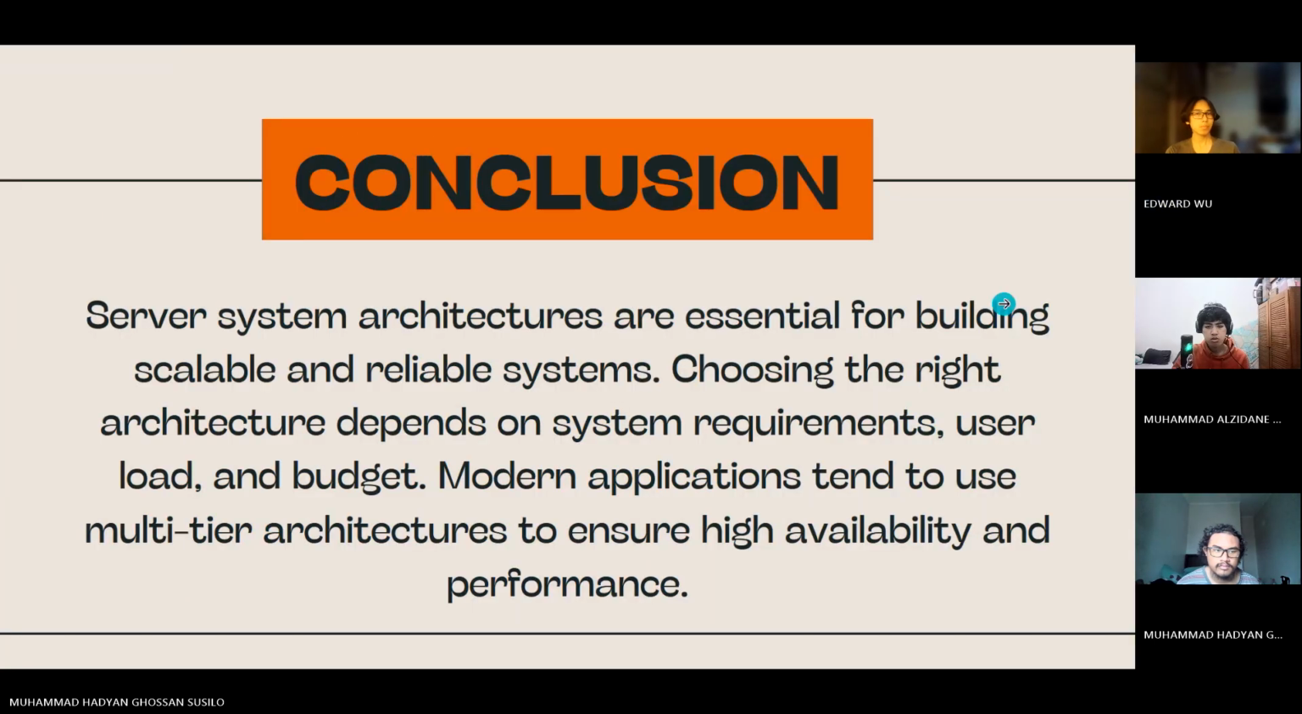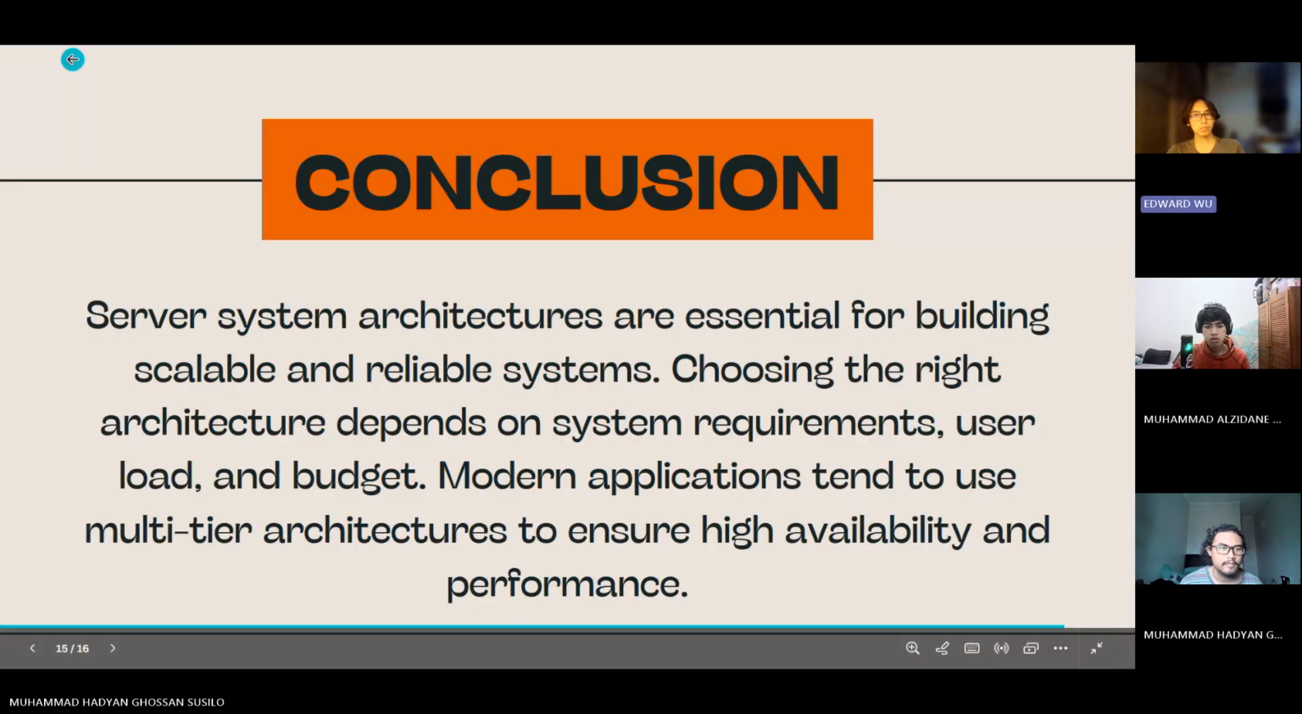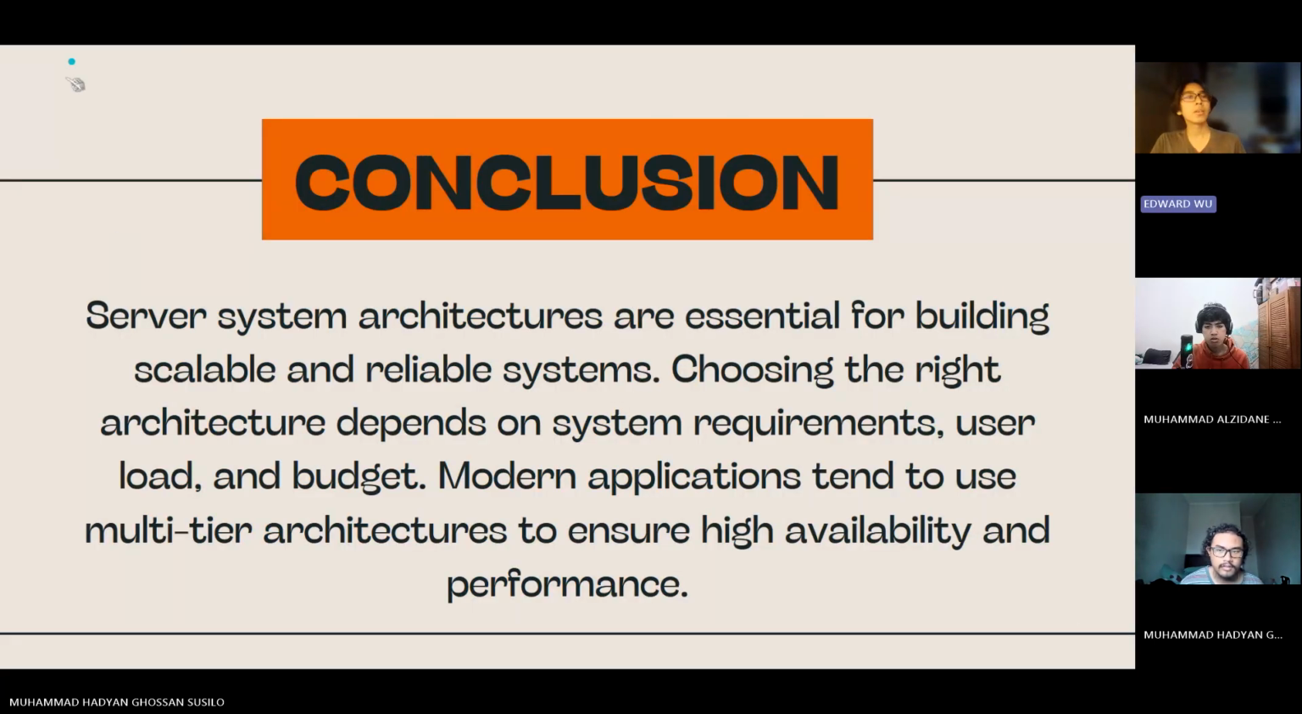Next. We have our conclusion, which is that server system architectures are essential for building scalable and reliable systems. Choosing the right architecture depends on system requirements, user load, and budget. Modern applications tend to use multi-tier architectures to ensure high availability and performance.